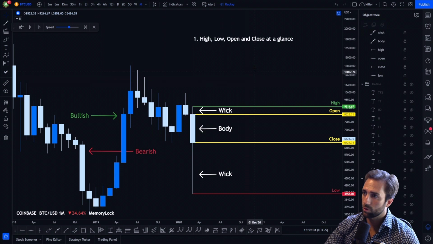Candlesticks are very useful, much more than line charts, because they show you the high, low, open, and close at a glance. For example, in this case, we can see all of that information for March just by looking at this one candle.